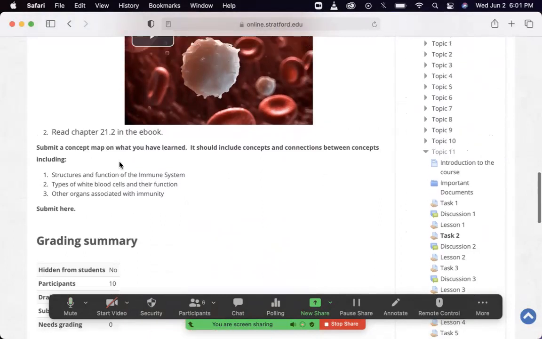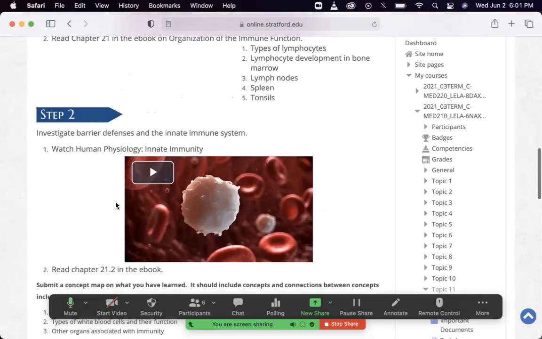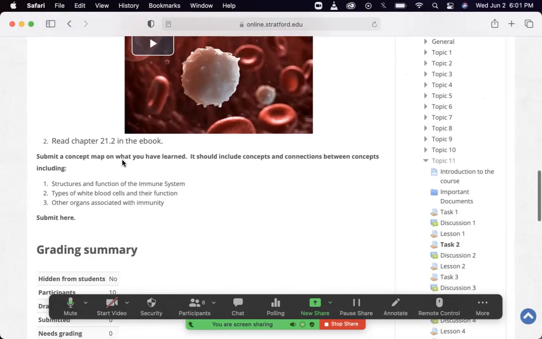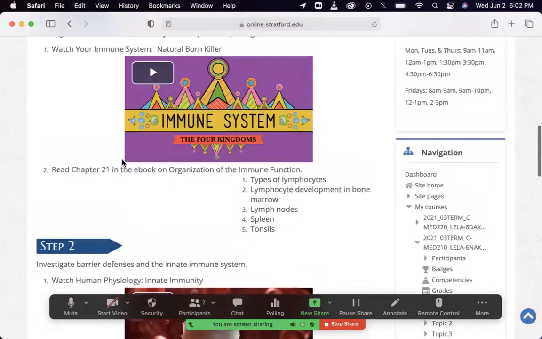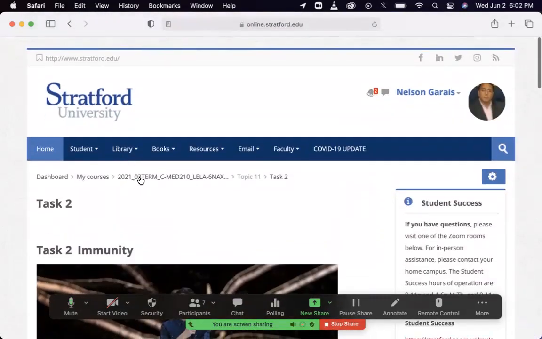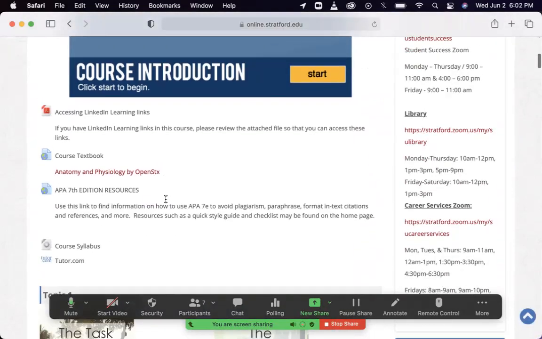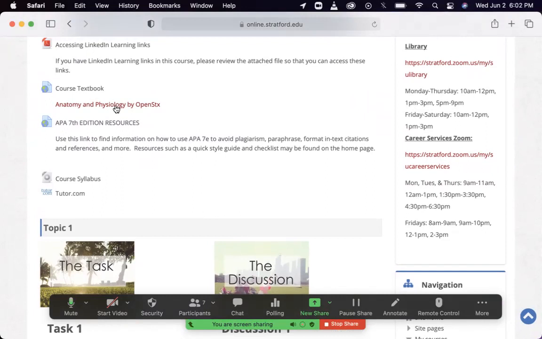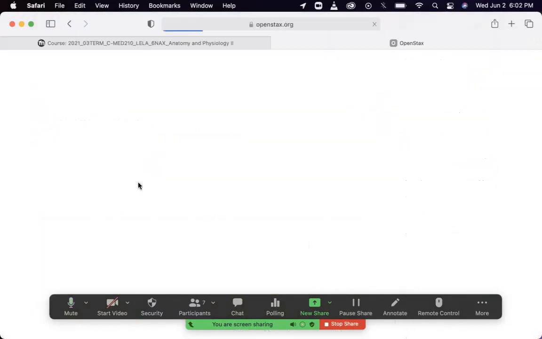So, structures of the function of the immune system, types of white blood cells, and the accessory organs here, lymph node, spleen, and tonsils, and it is in chapter 21 of our textbook. So without further ado, let's go to our main page. Go to our course textbook, which is OpenStax.